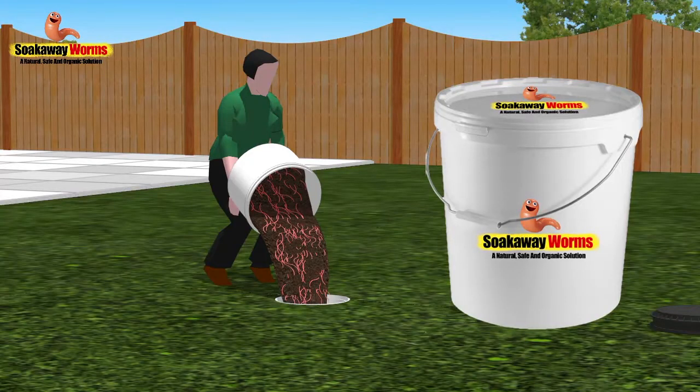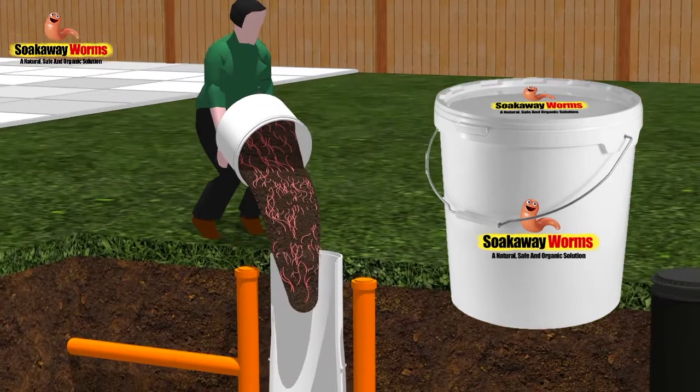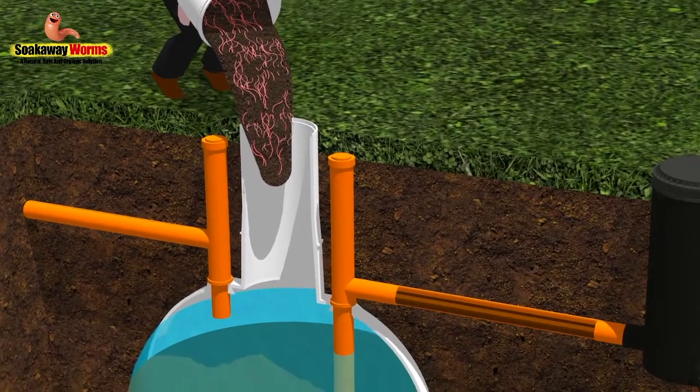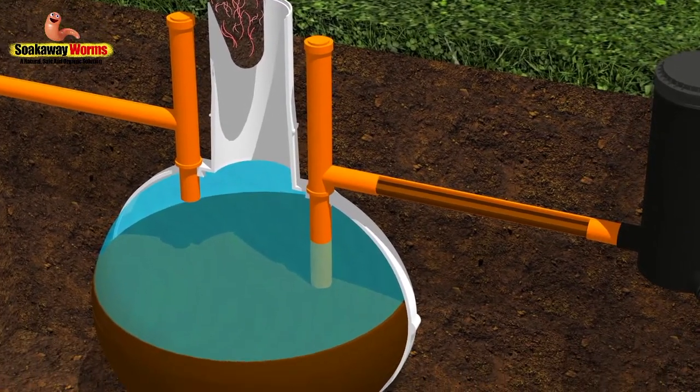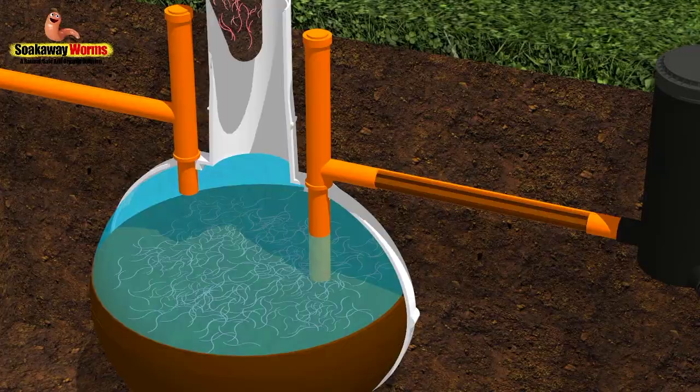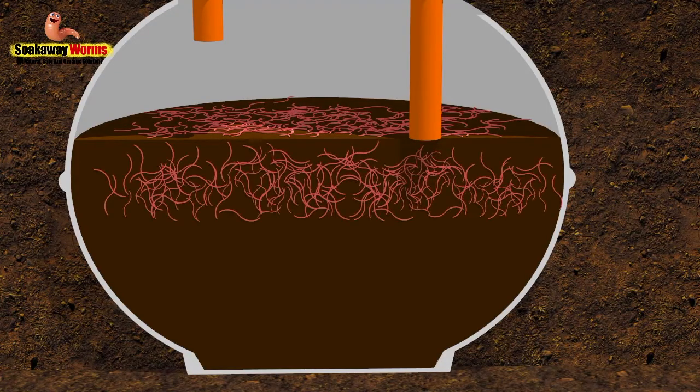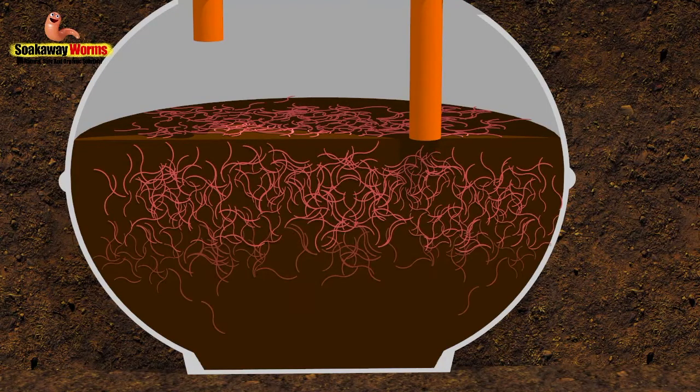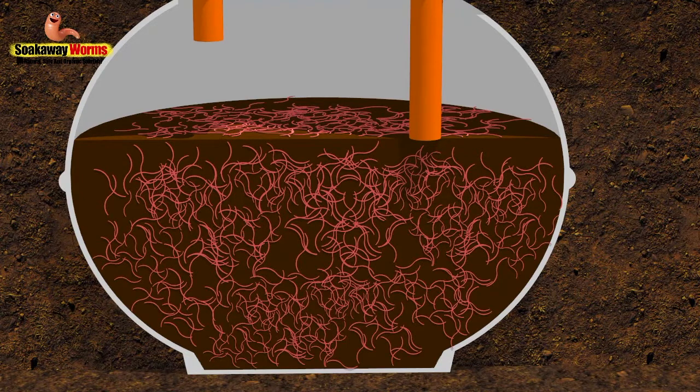Soakaway worms come in a large bucket. Simply take the lid off the bucket and tip the entire contents into the septic tank. The worms will then sink to the bottom of the tank, landing on top of the sludge. And very quickly, these worms will adjust to their new surroundings and will start burrowing and working their way into the fat and the grease and the sludge, and they'll start breeding and multiplying.